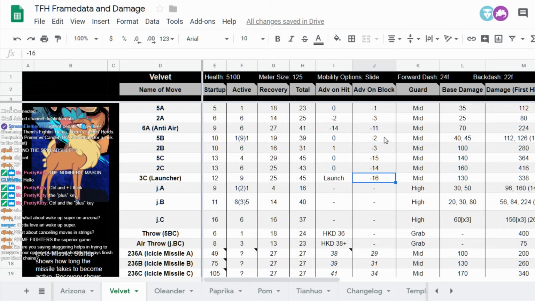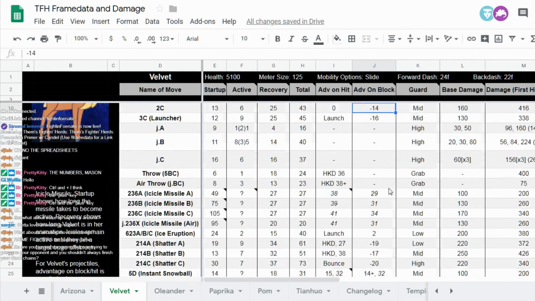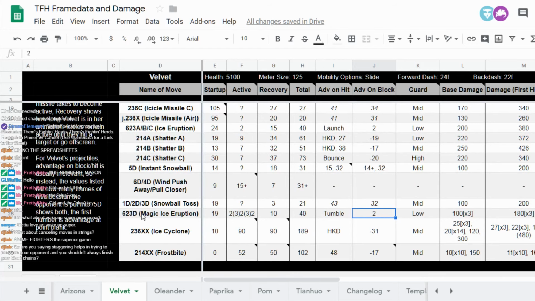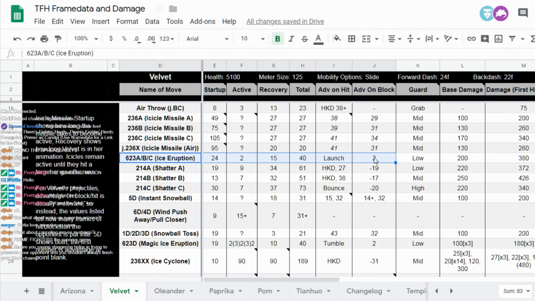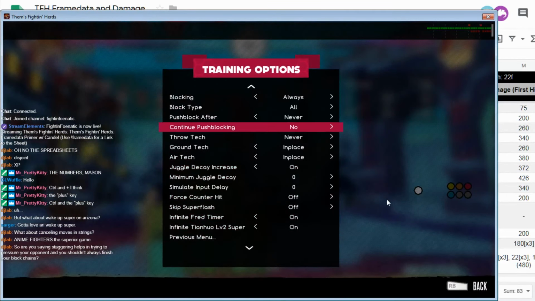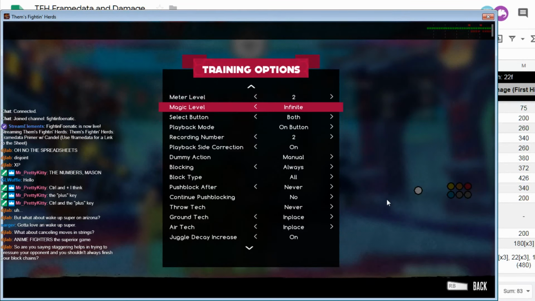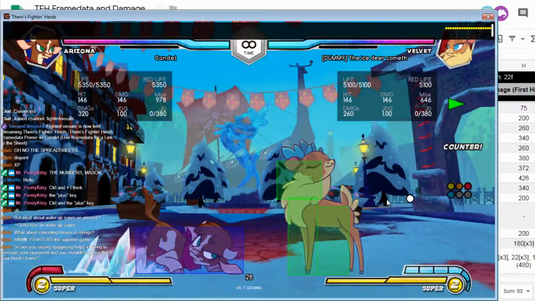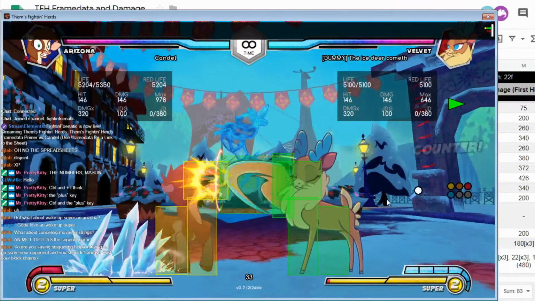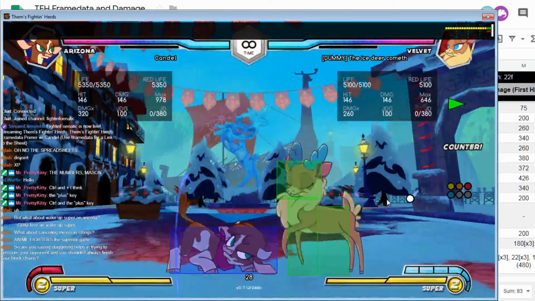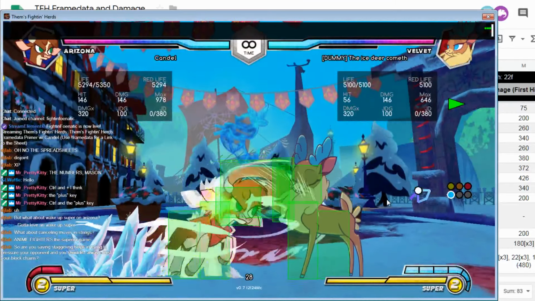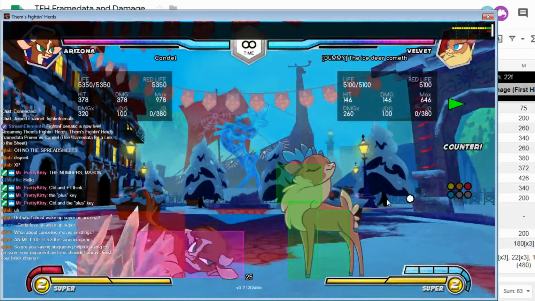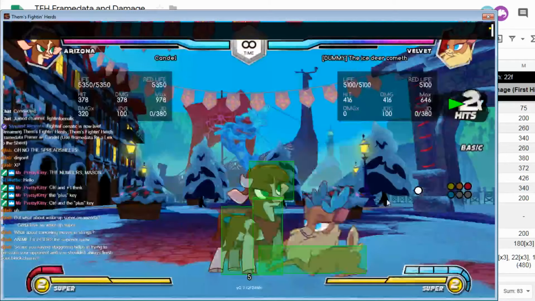Sometimes you don't want to go for the more unsafe move, but sometimes you have to, just to force that respect. Now, for one good example of this, if you look at Velvet's Ice Eruption here, you'll see one of the few positive values in this entire game. You see plus 2. Velvet has a plus unblock normal. Which means, if I block this and try to challenge, I'm going to get beat every time if she's good about her timing. I can't use my fastest normal here. Maybe I can use a reversal, but that's risky because she might just block. I can't actually challenge this because it's plus unblock.